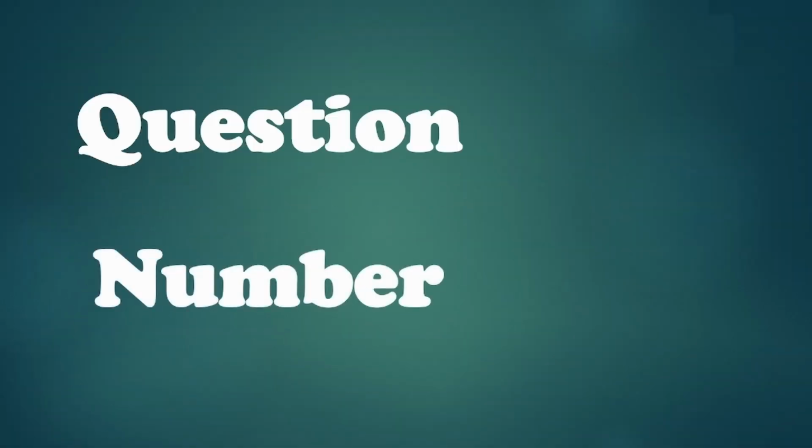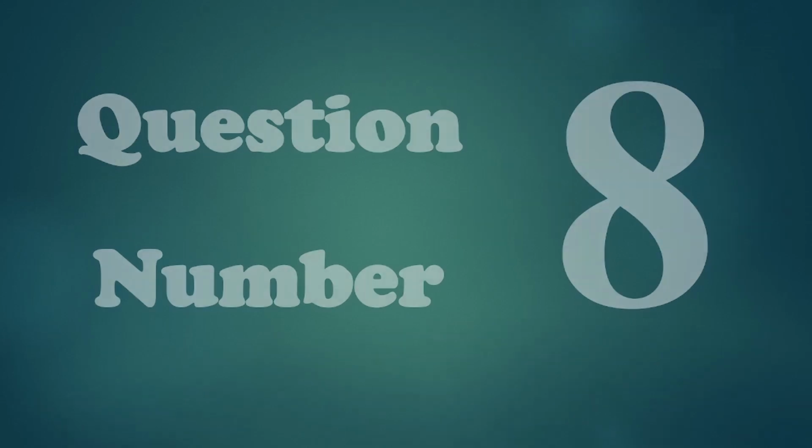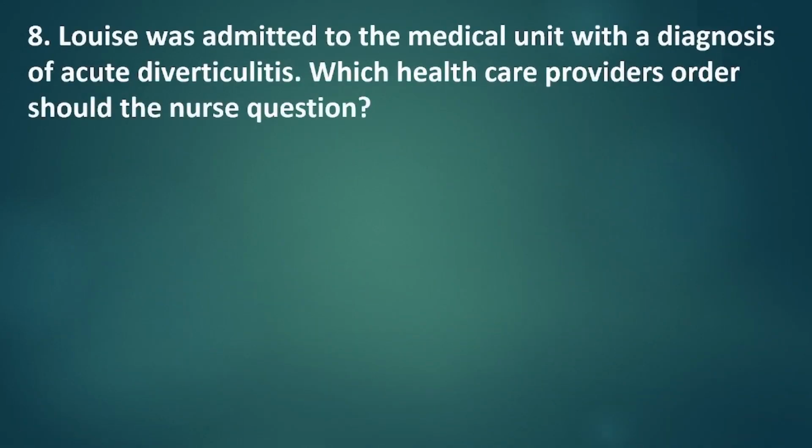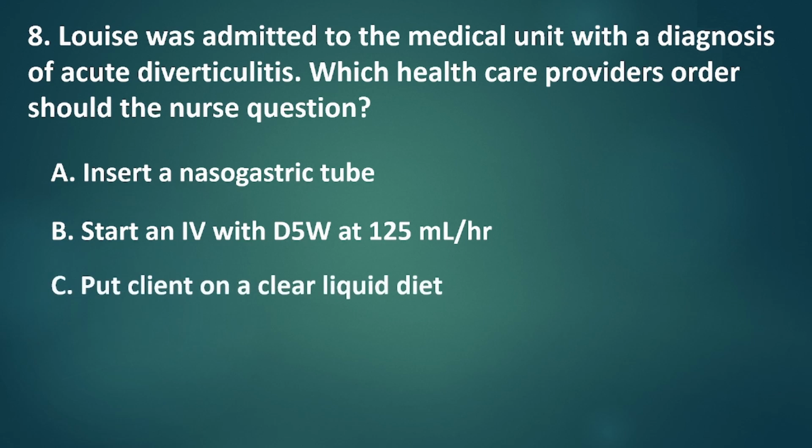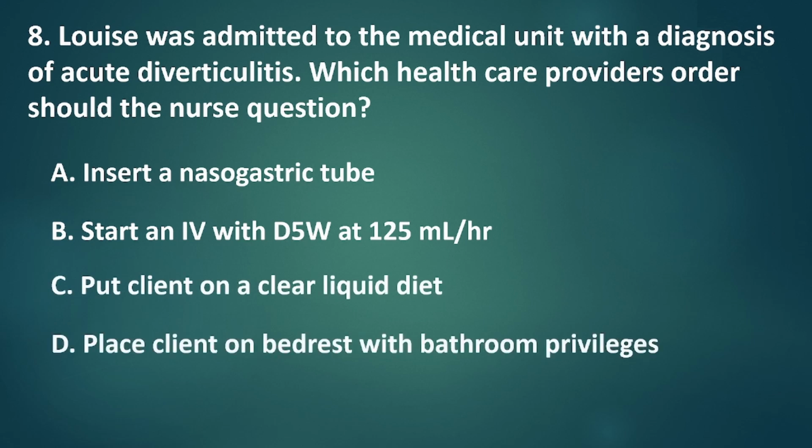Question number 8. Louise was admitted to the medical unit with a diagnosis of acute diverticulitis. Which healthcare provider's order should the nurse question? A. Insert a nasogastric tube. B. Start an IV with D5W at 125 milliliters per hour. C. Put client on a clear liquid diet. D. Place client on bed rest with bathroom privileges.